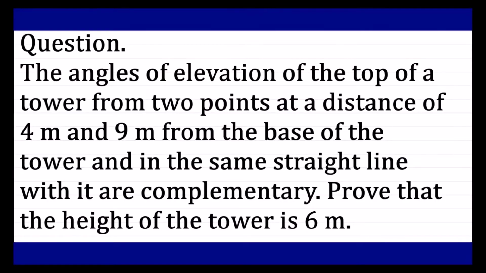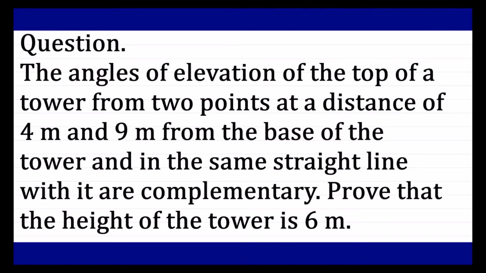The given question is: the angles of elevation of the top of a tower from two points at a distance of 4 meter and 9 meter from the base of the tower and in the same straight line with it are complementary. Prove that the height of the tower is 6 meter. So guys, this is also one of the most important questions. Let us see how we can solve these questions.